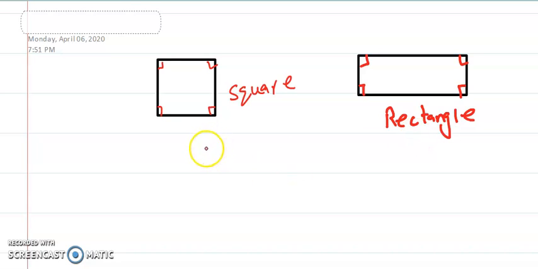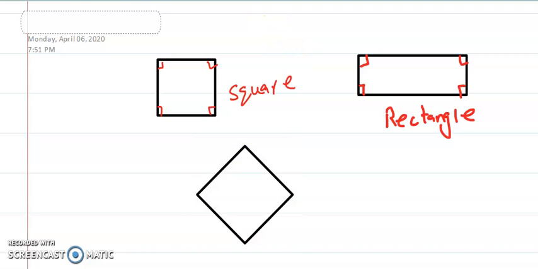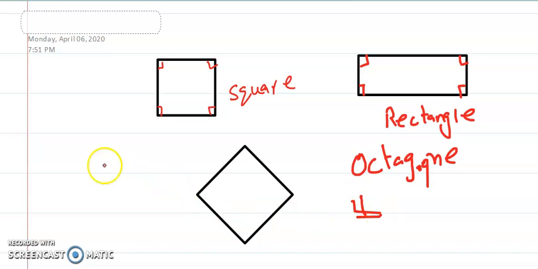So it means if we give the name to a polygon, it can have further categories also. Like right now, this one is a rhombus. It has all four sides equal also, but the angles are not 90 degrees. So it will be declared a rhombus. If a shape has eight sides, it will be called an octagon. And a shape with seven sides is called a heptagon.